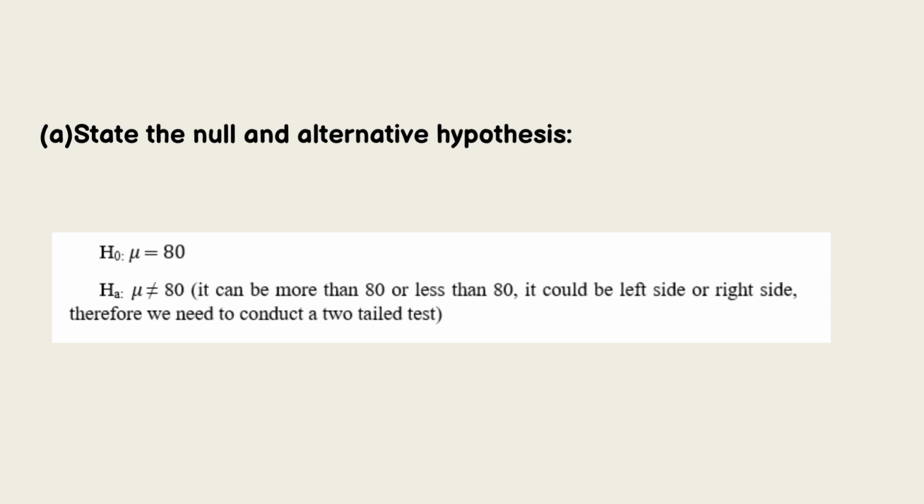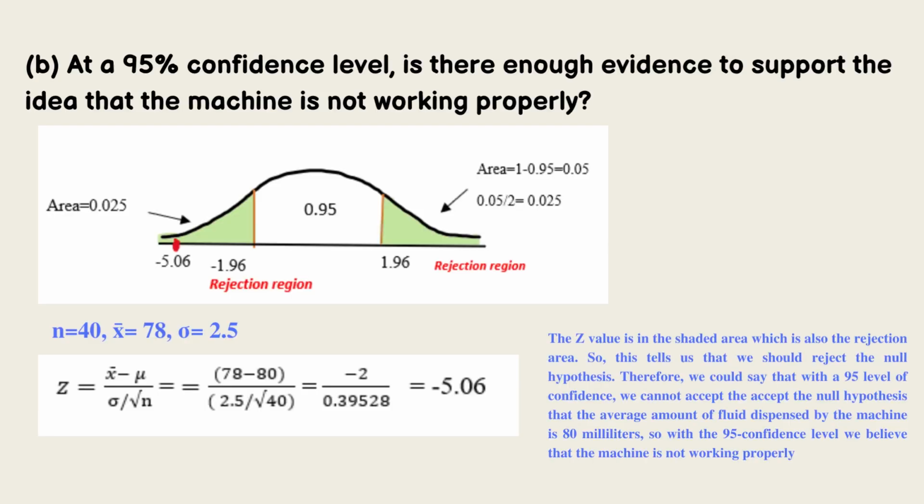For the null hypothesis, it is 80, and for the alternative hypothesis, it is not equal to 80. So it can be more than 80 or less than 80. It could be left or right side. Therefore, we need to conduct a two-tailed test. Question B. At a 95% confidence level, is there enough evidence to support the idea that the machine is not working properly? This is the graph, and it shows that the error is 0.025.